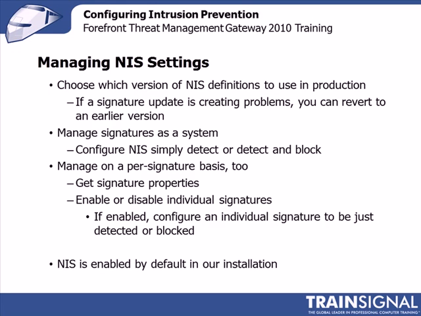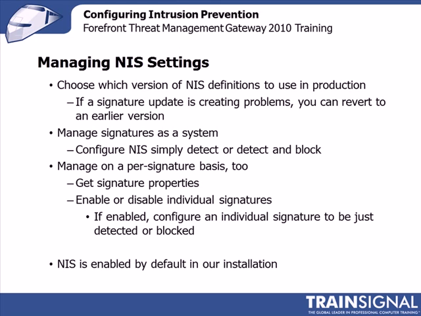We talked about some of the things that you can do with regard to managing signatures, and you can configure the network inspection system to simply detect or detect and block the entire range of NIS signatures as a block. Now, what that means is, do you want the network inspection system to simply, as a whole, find issues, or do you want it to find and block based on what it sees?